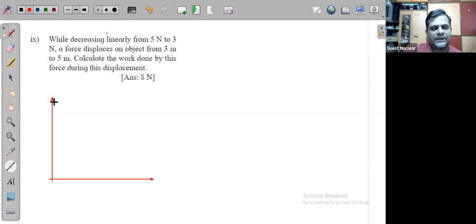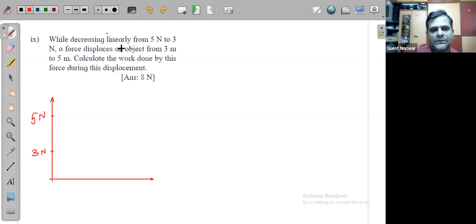Okay, so this is the y-axis and it is given that while decreasing linearly from 5 Newton to 3 Newton, that means there is a force of 5 Newton on the y-axis here. You can just express it as 5 Newton here. Okay, ये 5 Newton का force है और यहाँ पे 3 Newton एक point होगा जिसको हम बोल देंगे 3 Newton force. So that means the force is going to decrease like this linearly from 5 Newton to 3 Newton.